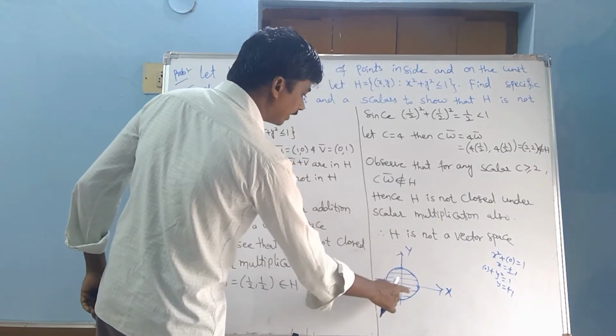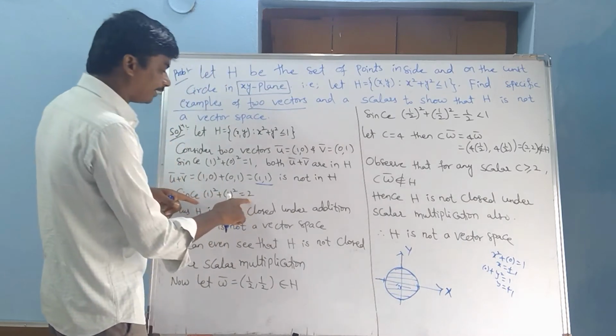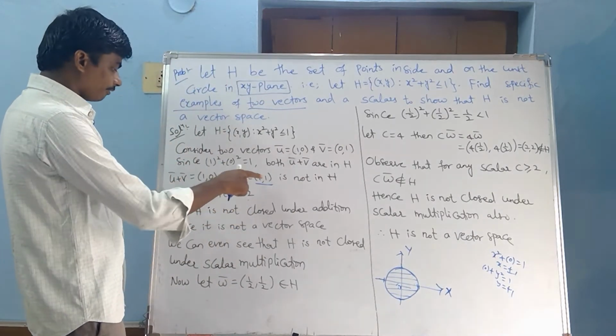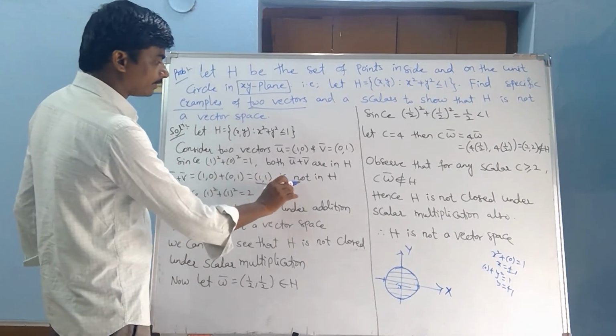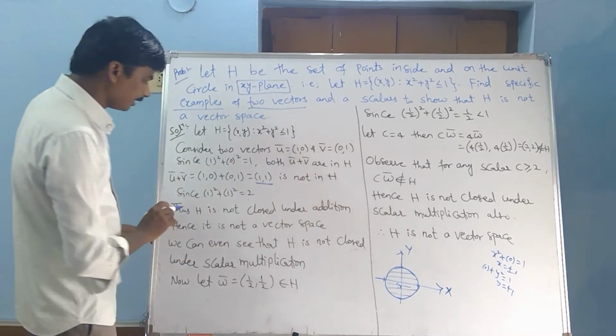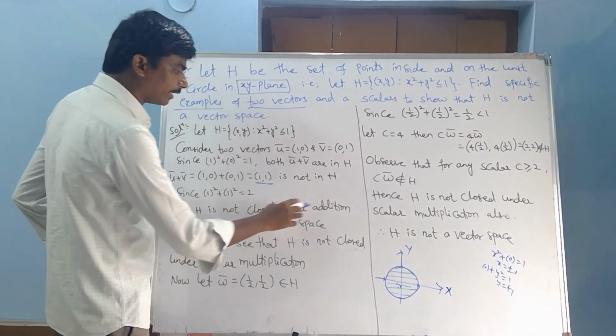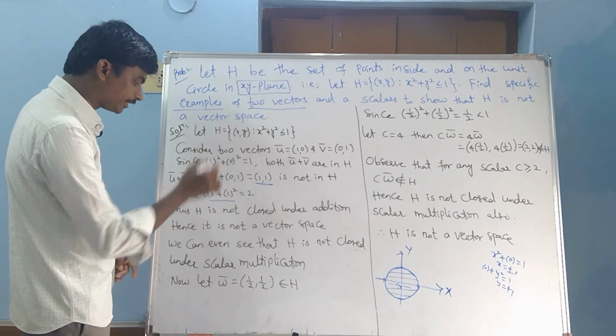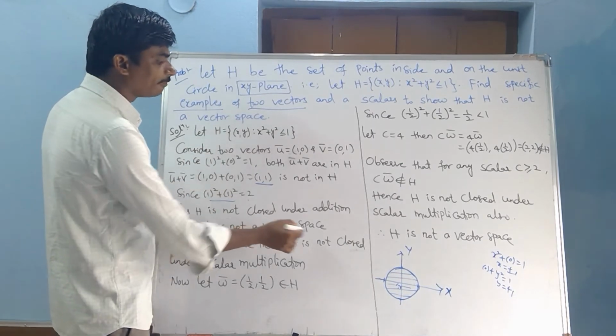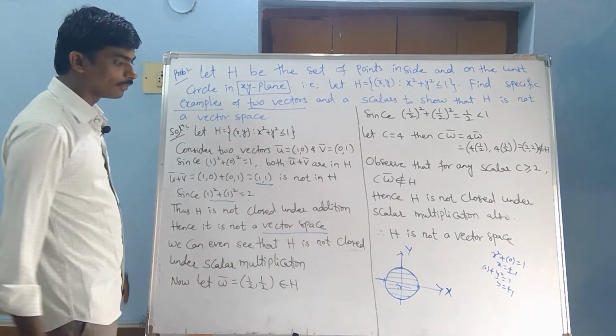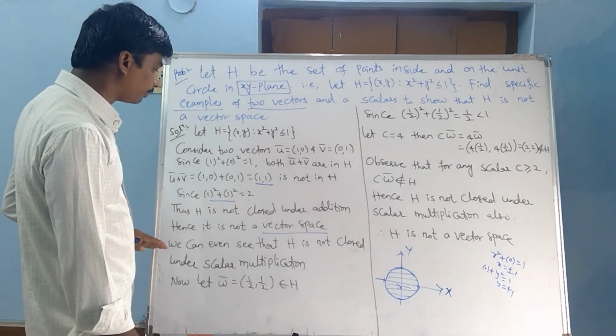Now here, this value is outside the circle, so it is not in H. Thus, H is not closed under addition. Hence, it is not a vector space. Clearly? Now, half of the problem is completed.